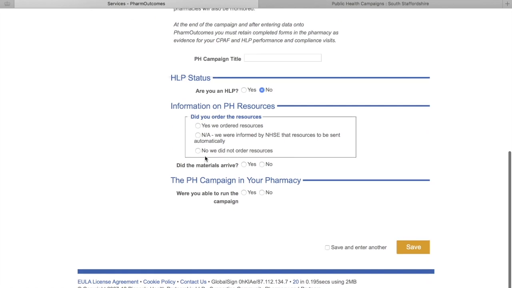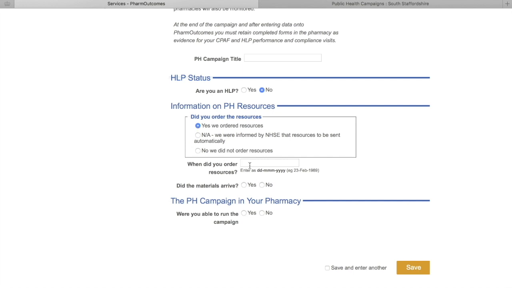So there's then a question about how you get your public health resources. The questions are, did you order them yourself, or were these some of the resources that were going to come out automatically? For example, the last public health campaign we did was sent out automatically. Or did you not order? So if we said yes, we ordered the resources, then you will be asked, when did you order the resources?